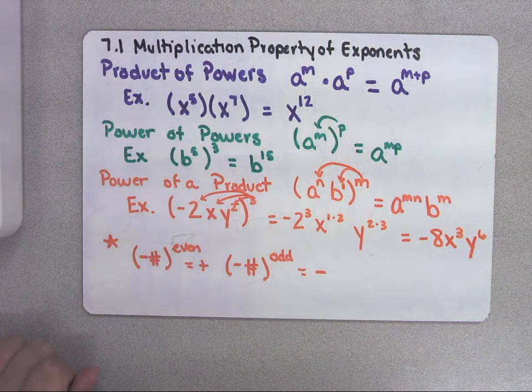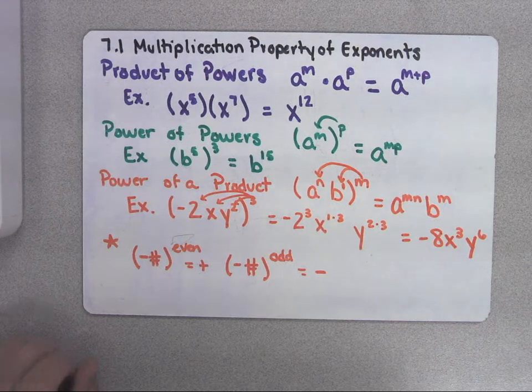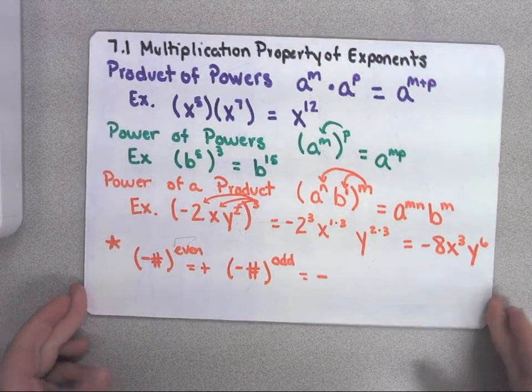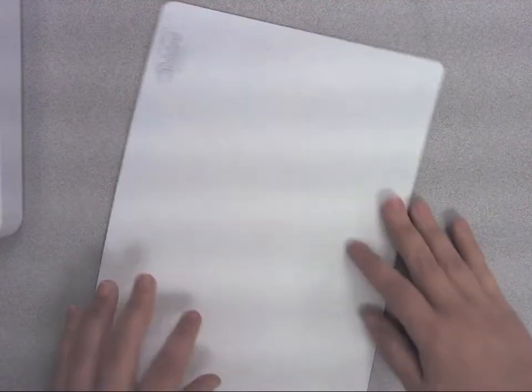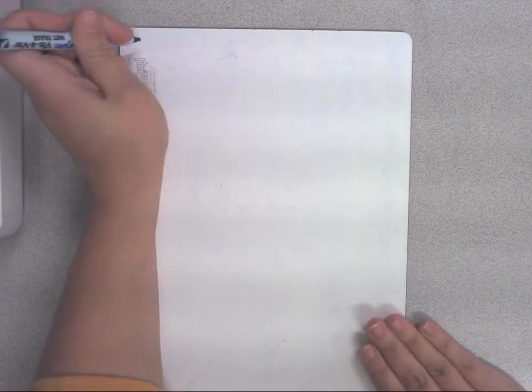I'll flip this board, and we're going to do just a bunch of examples like this. They'll be in any kind of order I want, and you just have to use these power product properties. I'm actually going to turn this because it's easier. Okay. First example.